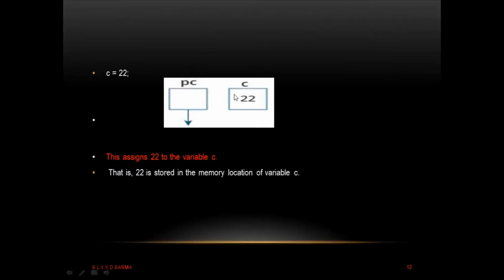Now here I am going to change C equal to 22. Now what does C contain? This assigns 22 to the variable C, that is, 22 is stored in the memory location of C. Now what is C? C contains the value 22. And what is PC? Nothing. The pointer variable is not pointing to any address location. It has some garbage value, so it will be pointing to something, but we don't know where it is pointing.